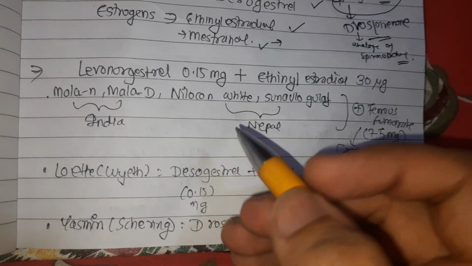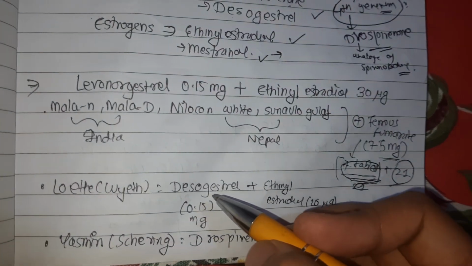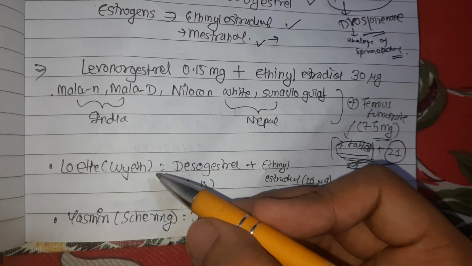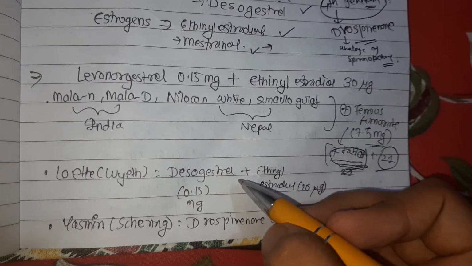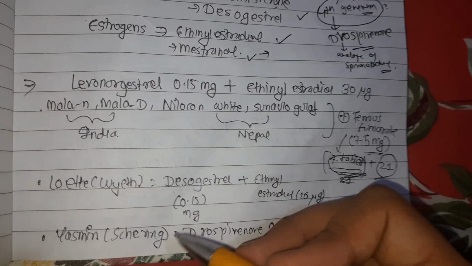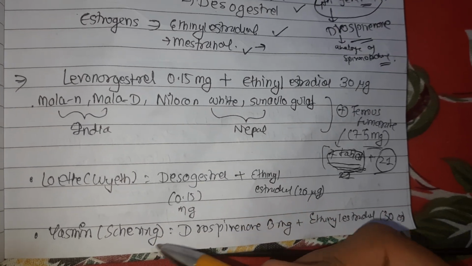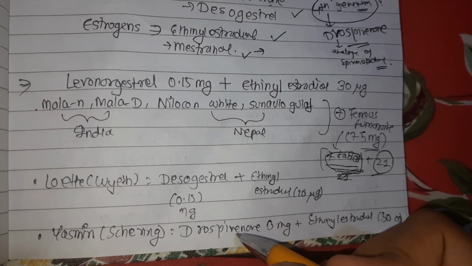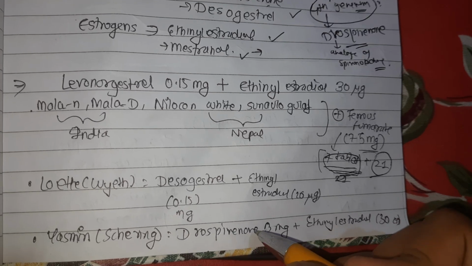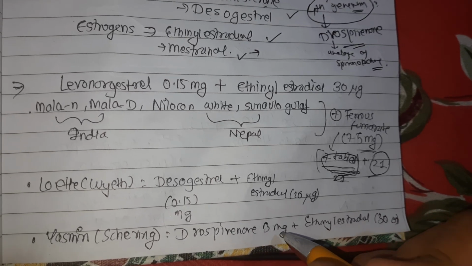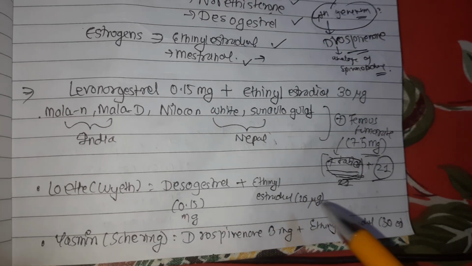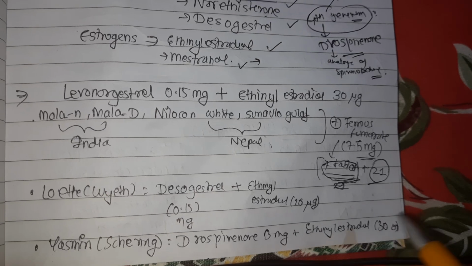The next type of contraceptive is known as Low-Ogestrel or similar, which contains desogestrel plus ethinyl estradiol. And we also have Yasmin, which contains drospirenone, as we already said a fourth generation progestin, plus ethinyl estradiol: drospirenone 3 mg plus ethinyl estradiol.